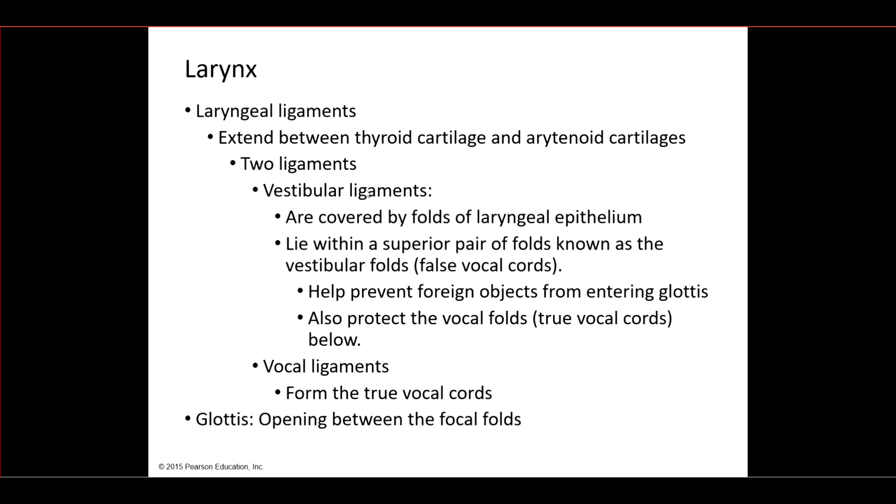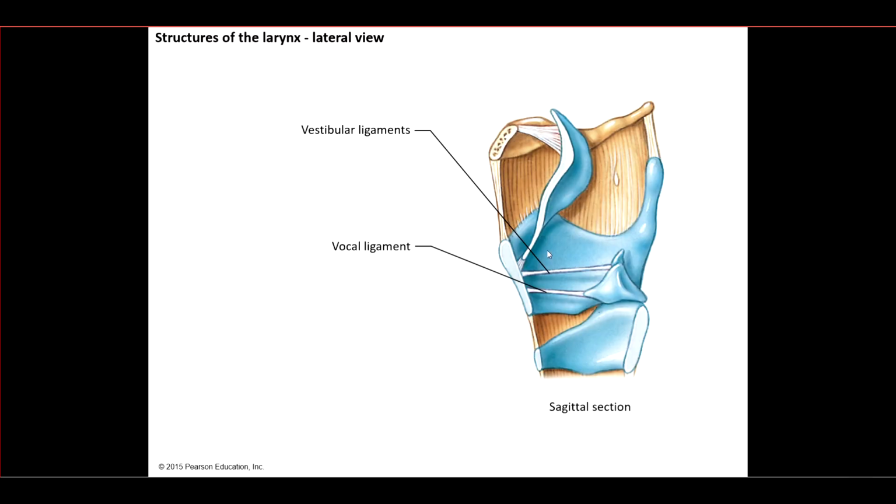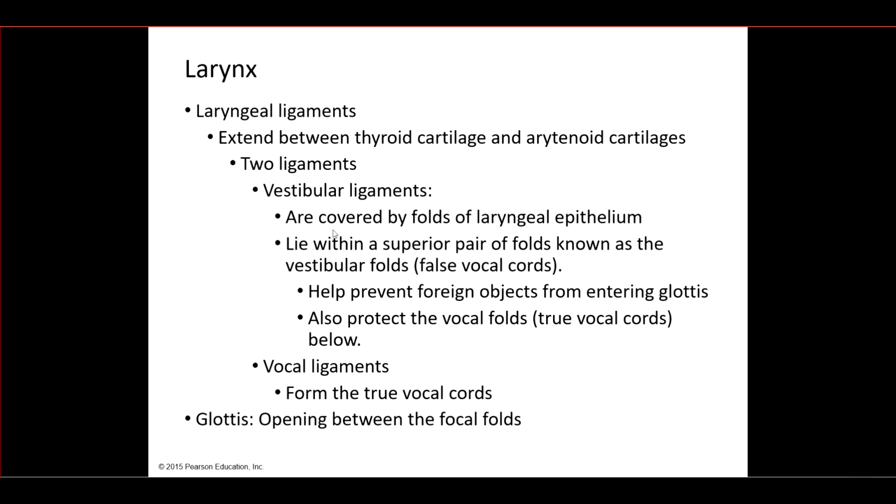So give this one a little highlight. That first one, that top one, is known as the vestibular ligament. I'll show you again. Right there. That's your vestibular ligament. These are actually covered by folds of epithelium, which we call laryngeal epithelium, and these folds are known as vestibular folds. This is what we commonly call the false vocal cords. They are not involved in sound production, but their function is more to prevent any foreign object from entering the glottis.